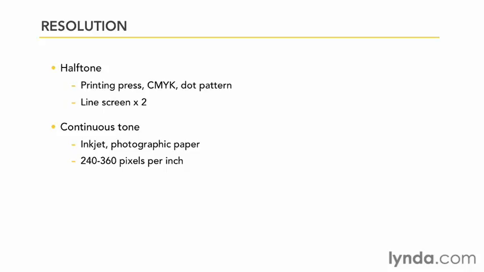I think you'll find that most people can tell the difference between 240 and 300 pixels per inch. The 300 pixels per inch image will look as if it's a higher quality, but it kind of drops off after 300 pixels per inch. So you'll have to see if you can see the difference between the 300 and the 360 pixel per inch printout. Another continuous tone output would be photographic paper.